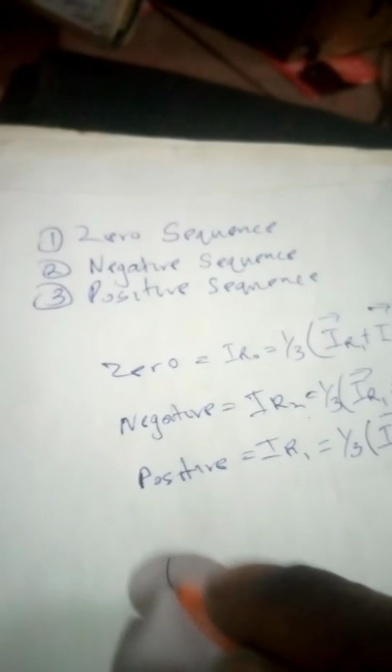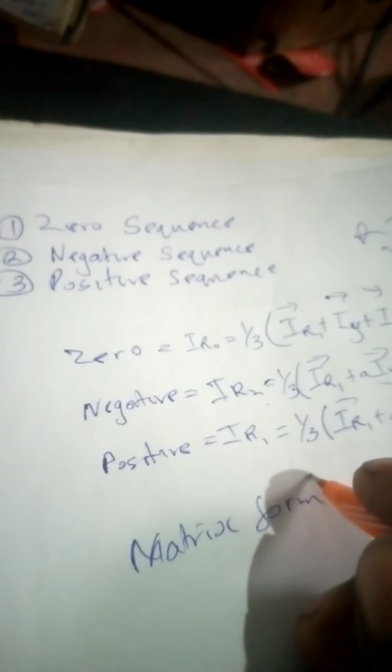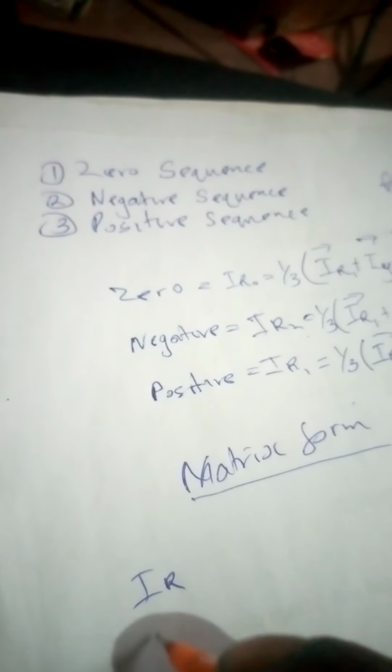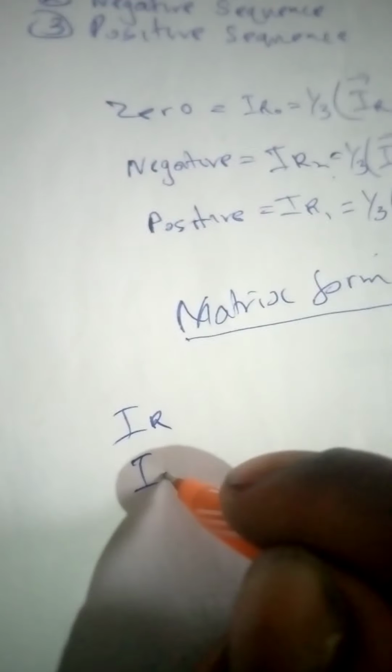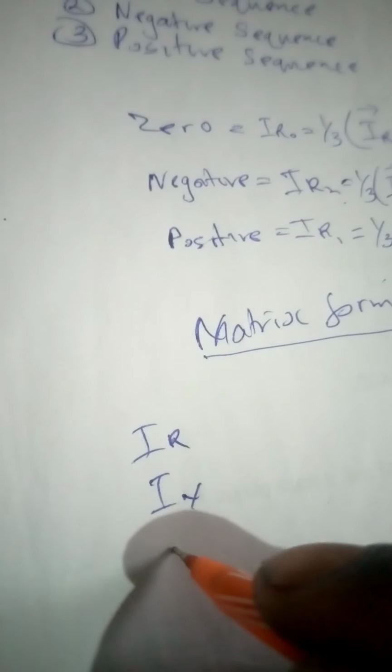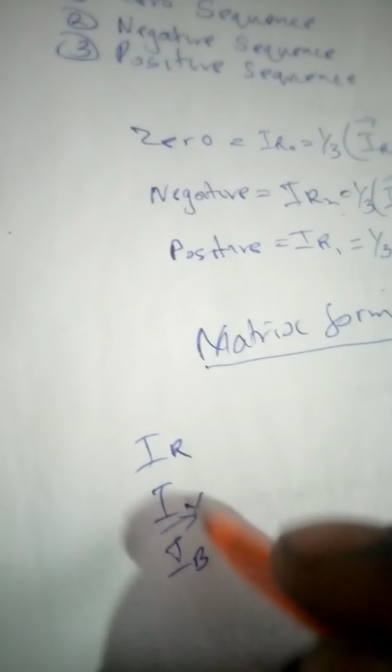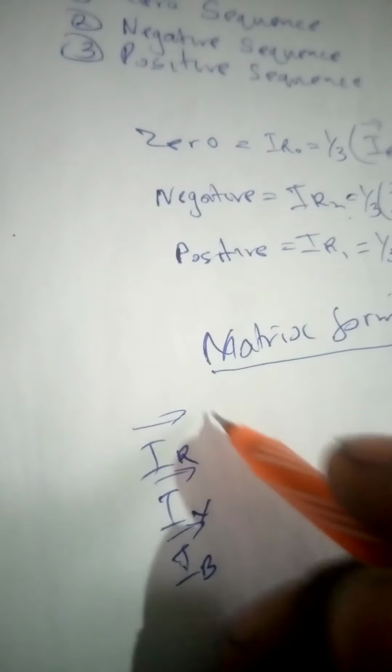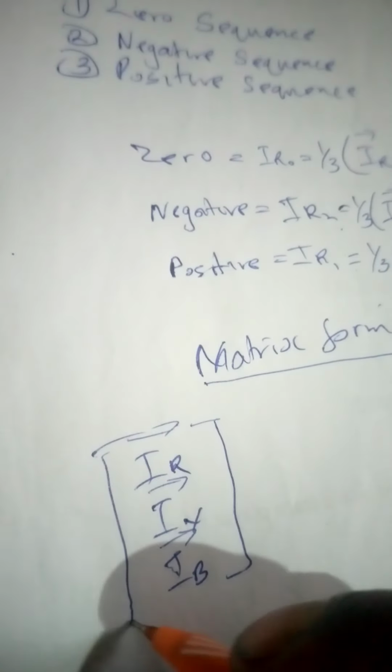Let's proceed and derive this equation. Let's use matrix form. In matrix form, we know that we have current at red, current at yellow, and current at blue. Don't forget this is a three-phase.